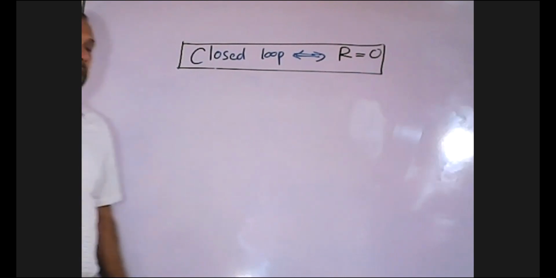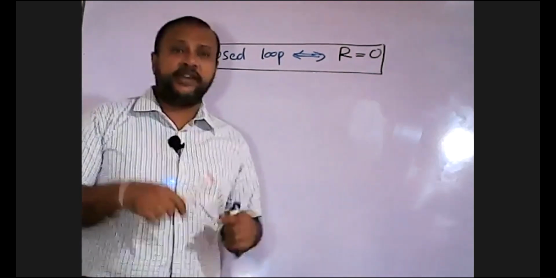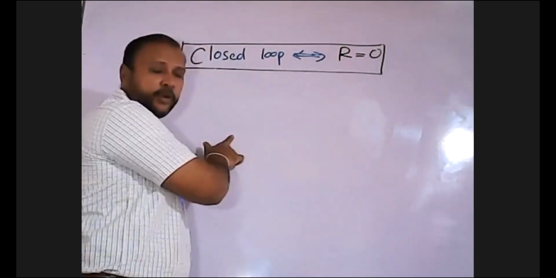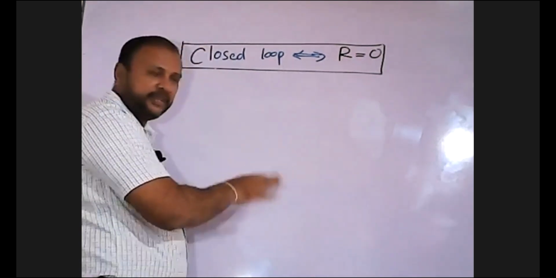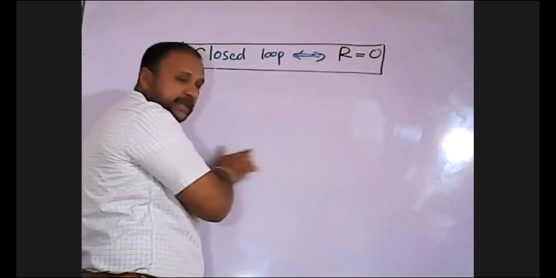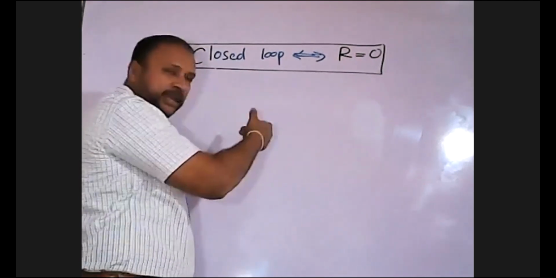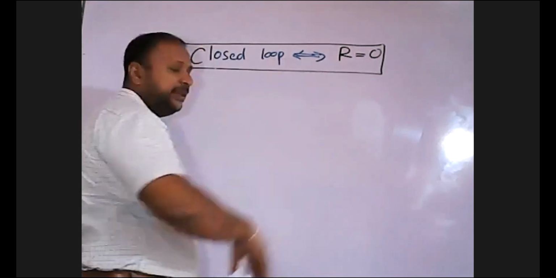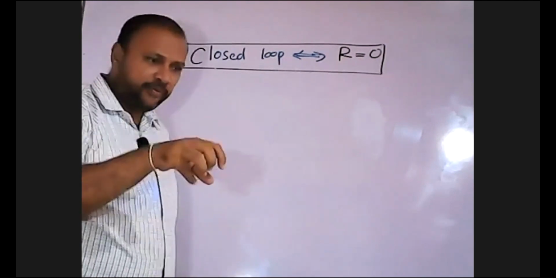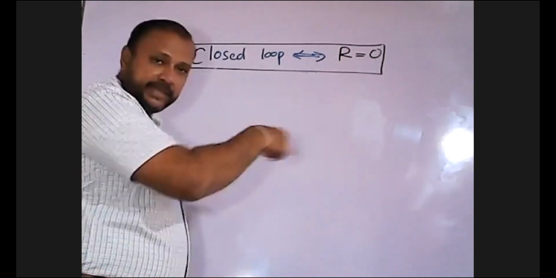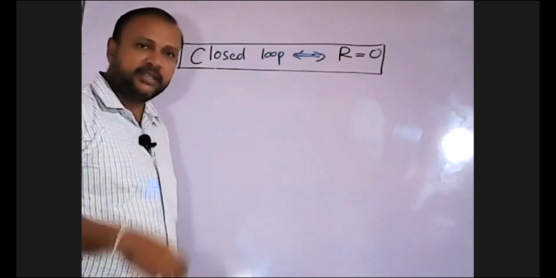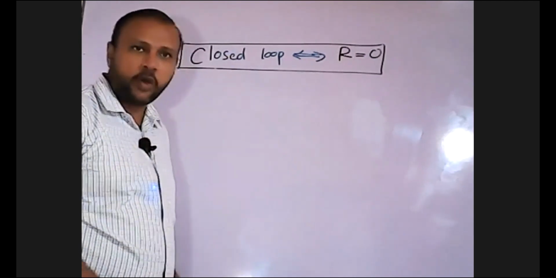How to identify a closed loop? If all the vectors are in the same order, that is a closed loop. Same order means all the vectors are in clockwise direction or anti-clockwise direction. So if all the vectors are in the same order, that means it is a closed loop. That is a way of identifying a closed loop.